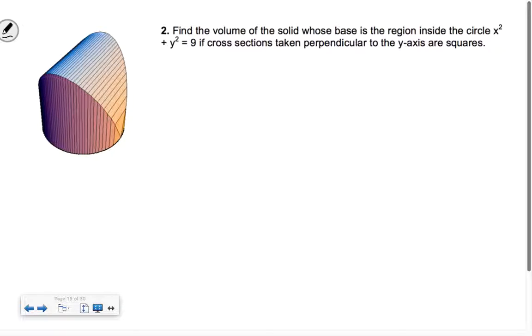All right, so the next one. It says find the volume of the solid whose base is the region inside the circle x squared plus y squared equals 9. Do we know what shape that is? That's a circle. Radius of 3, centered at 0, 0. So we can draw that in.